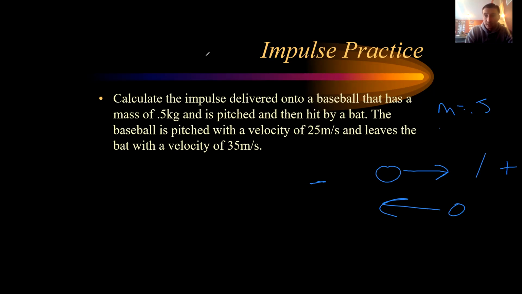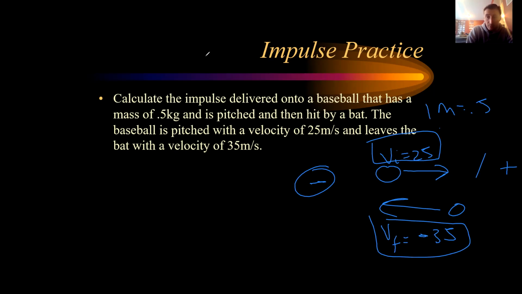It has a velocity initial of 25. It has a velocity final of negative 35. Okay, these are important here. This is how you mess this up. So it wants to know impulse, right? So I know impulse equals F delta T.